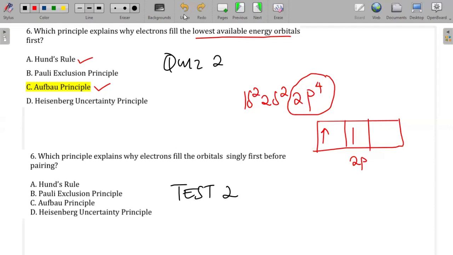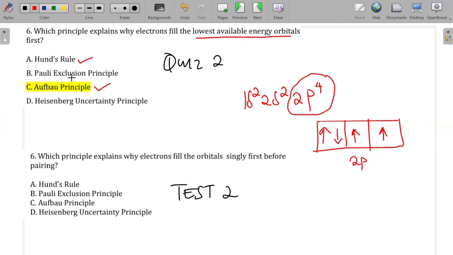Some of you are going to put one there and then there and then there and then there. So this one here, according to Hund's rule, is wrong. You first have to fill them singly like that, like that, like that, and then you start pairing them up like this. So that's what Hund's rule states.